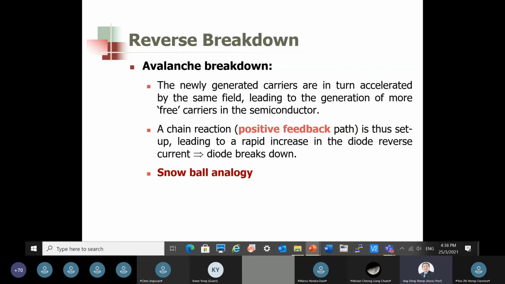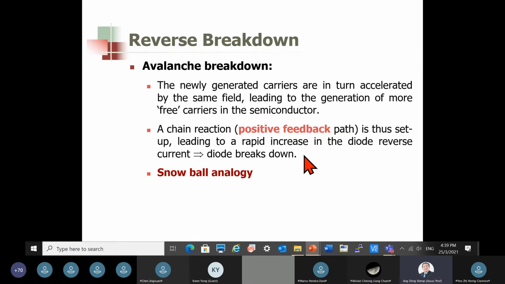The current just keeps increasing, and with a very high current flowing through the PN junction, heating will take place, and the temperature of the PN junction diode can increase very significantly once avalanche breakdown happens, leading to the destruction of the PN junction. So the avalanche breakdown process is actually destructive.